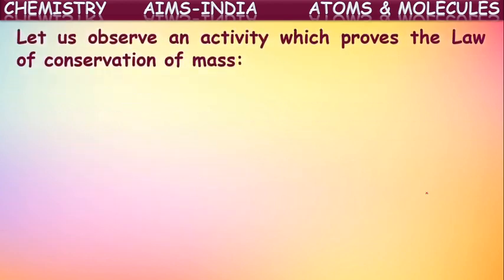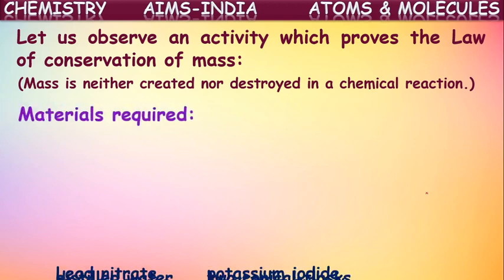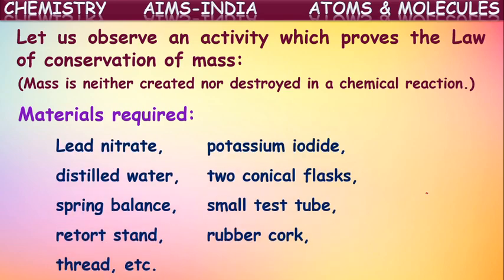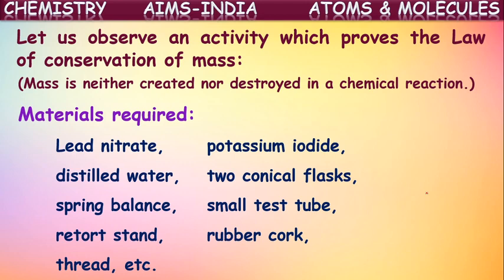So let us observe this law of conservation of mass based upon a certain activity which proves it. For this activity, we need some chemicals like lead nitrate, potassium iodide, some distilled water, two conical flasks, a spring balance, a test tube, a thread, and a stand. So by using this, how can we prove the law of conservation of mass?